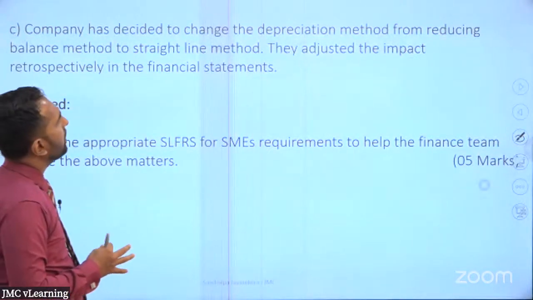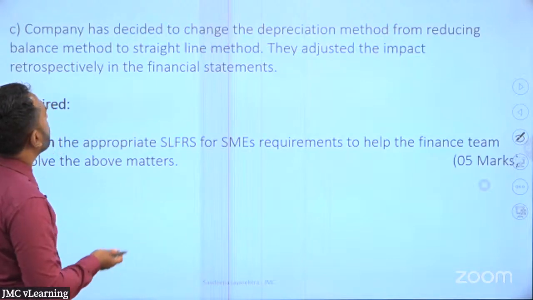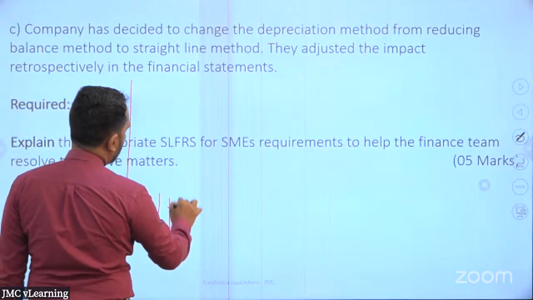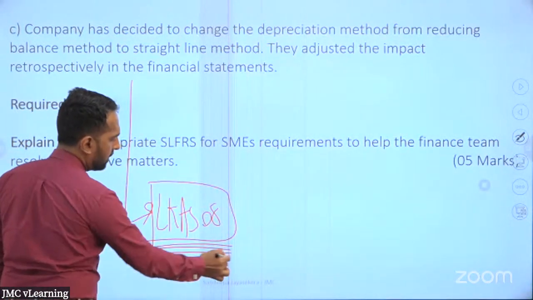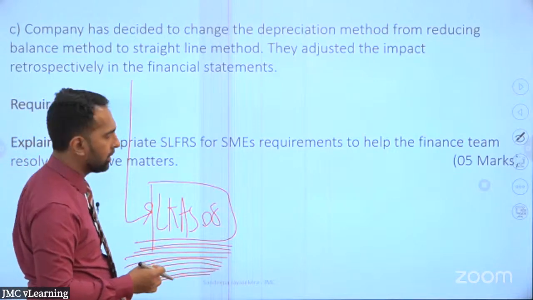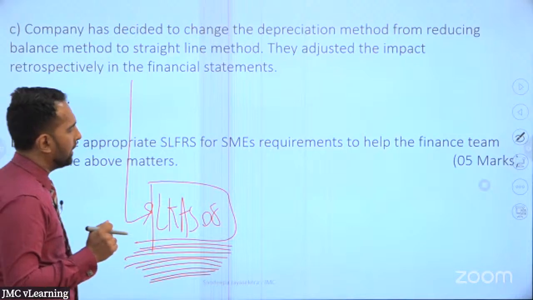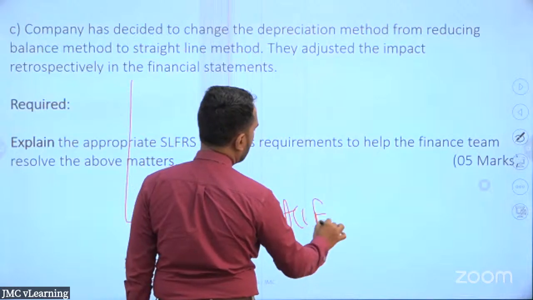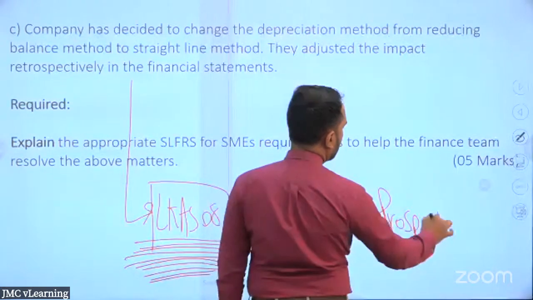The company has decided to change the depreciation method from reducing balance to straight line method. They adjusted the impact retrospectively in the financial statements. Now here the applicable standard is LKAS 8, no? Look at this carefully, LKAS 8 can be tested. It will be tested, right? Children, LKAS 8 says when it comes to a change in accounting estimate, you have to adjust it prospectively.